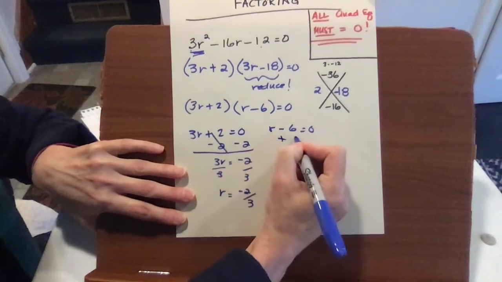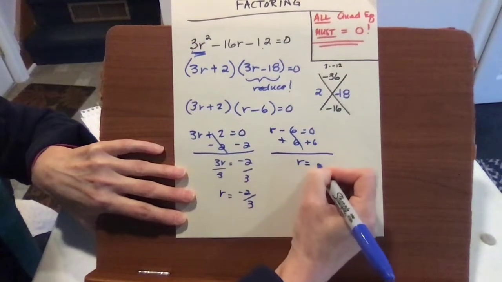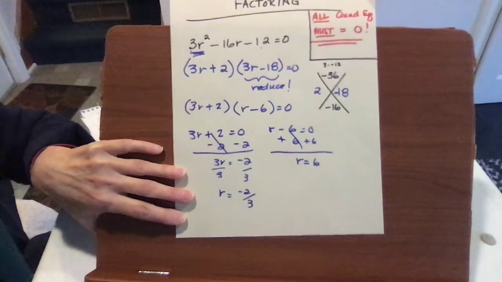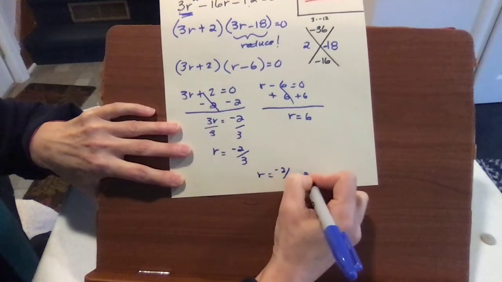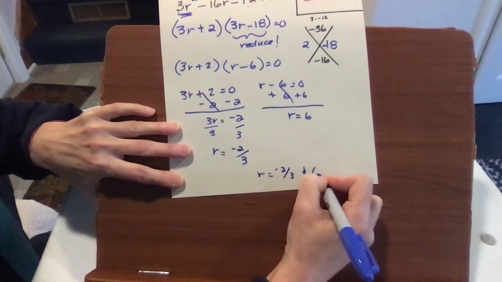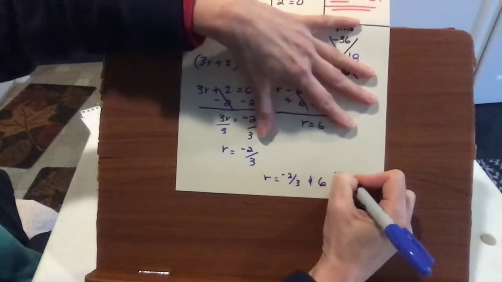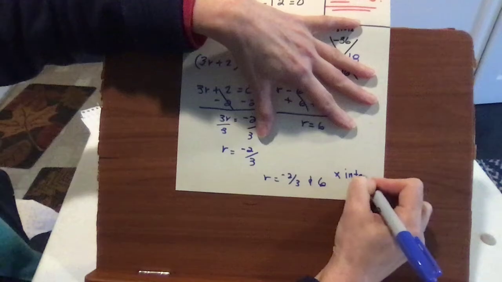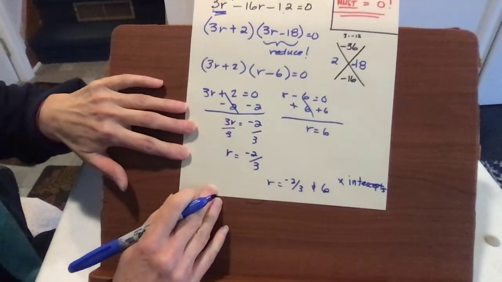This one we're going to add 6 and add 6, and r equals 6. So our two answers are r equals negative 2/3 and 6. So those are our two x-intercepts of where our parabolas would cross the x-axis.